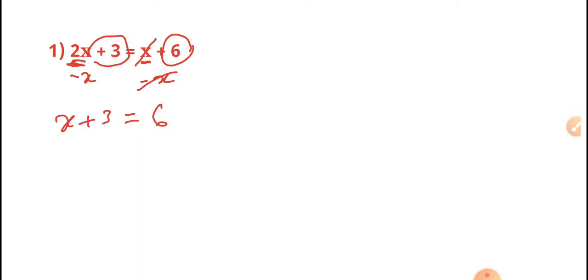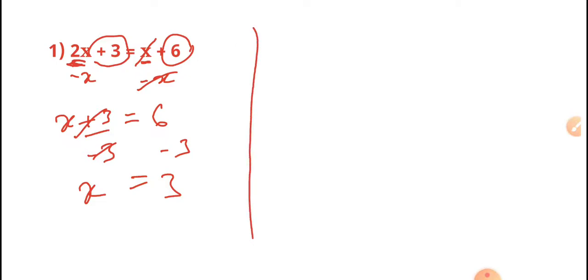Now if I want the x by itself, all I have to do is get rid of the plus 3 on the left hand side. So that means take away 3 on the left, take away 3 on the right. Basically take away 3 on both sides. 6 take away 3 is 3, plus 3 minus 3 cancels out, leaving just x. So x is equal to 3.